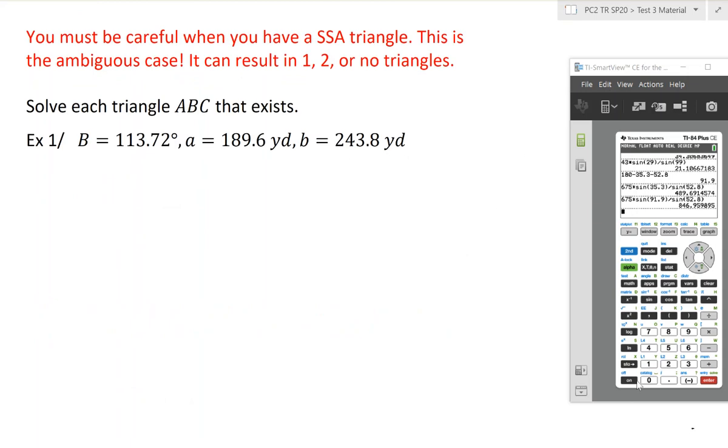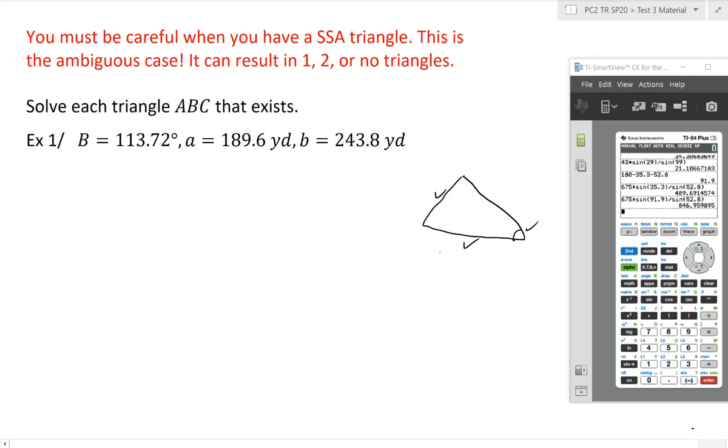All right, now we're going to get into some cases where you have to be very careful. You have to be careful when you have a side-side-angle triangle. This is the ambiguous case. Going around a triangle, looking at the given information, you have the measure of this side, then coming around you don't know what this angle is, but you have the measurement of this side, and you do know what this angle is. So these are the three things that you have.